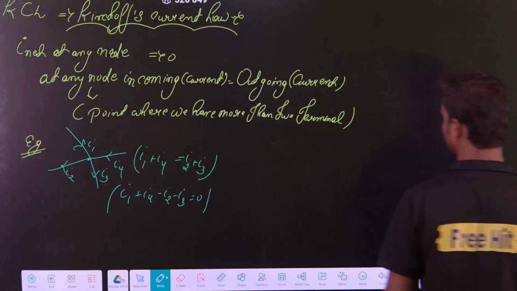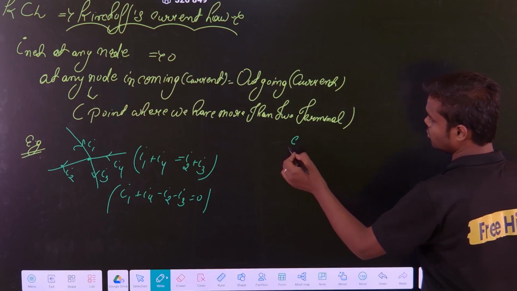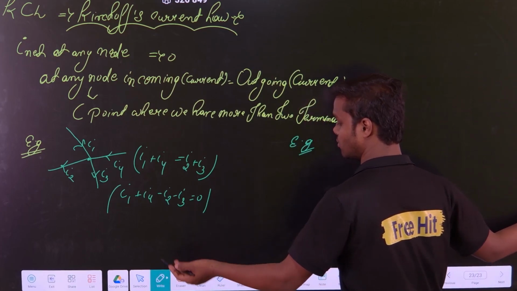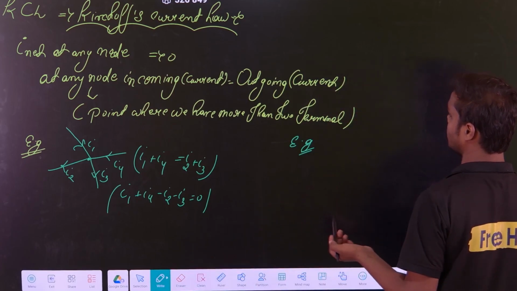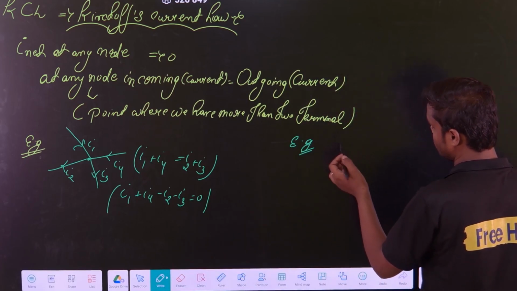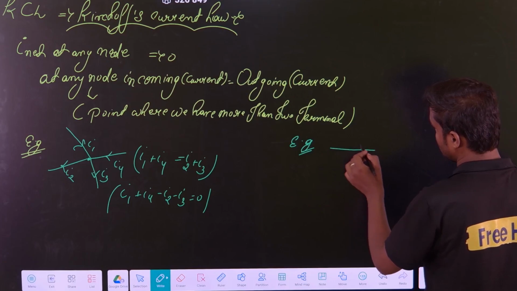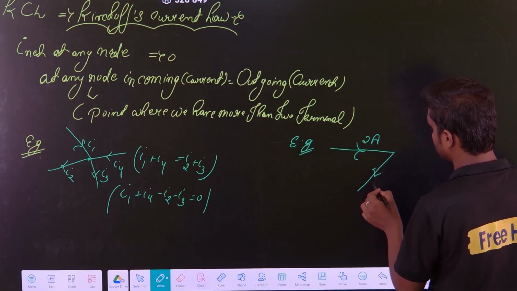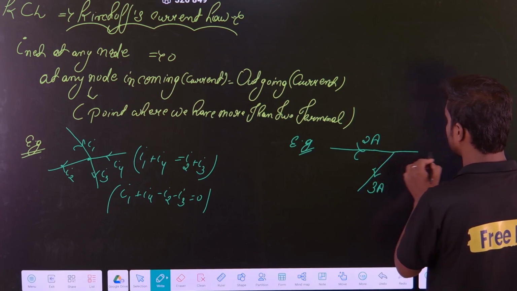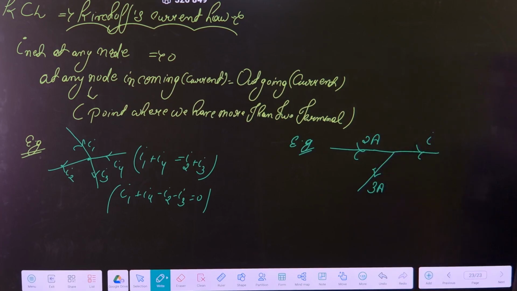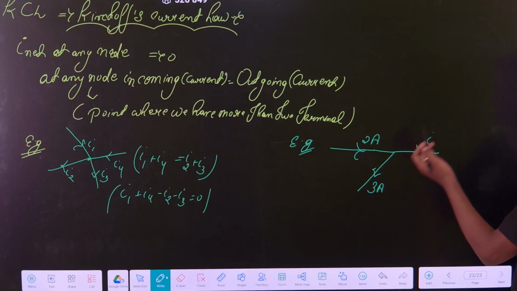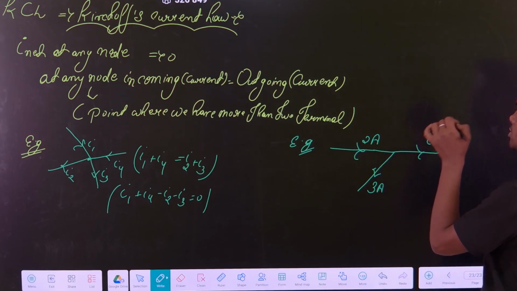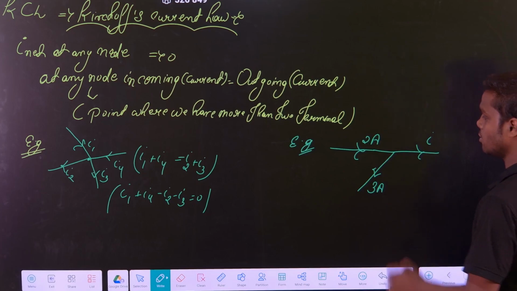If I ask you a very simple question, just to check whether you have understood or not. Suppose there is some branch where 2 ampere is coming, and another branch where 3 ampere is going. What is the current I in this branch? The arrow I have given. If it is not given, then you can make the arrow in whatever direction you want. But if it is given, then you have to consider that arrow only. Clear? So what will you write?